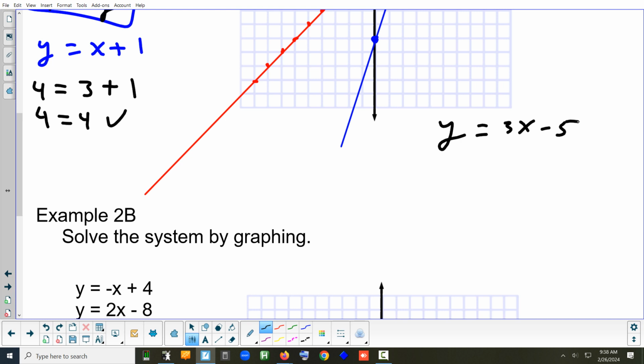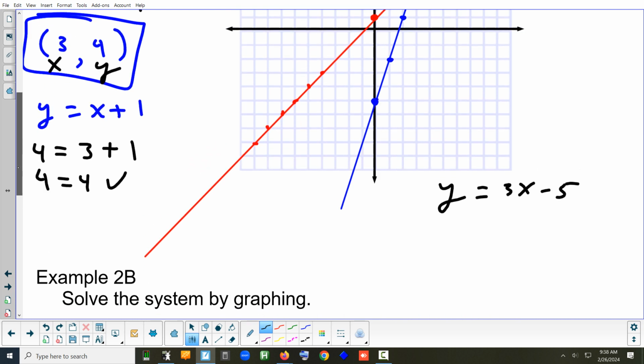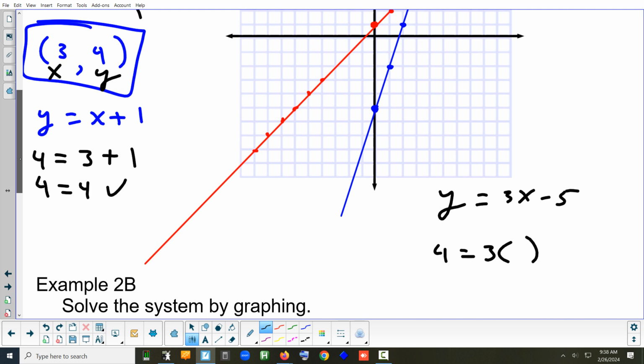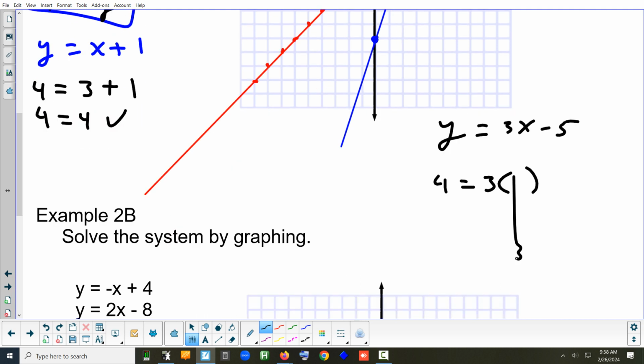Okay, so that's the second equation. Again, what do we think the y is supposed to be? 4. Okay, so let's check. What do we think the x is supposed to be? 3. I don't know why it jumps down like that. It's been doing that a lot. What's 3 times 3? 9. And what's 9 minus 5? 4. So what do we know about this point now?